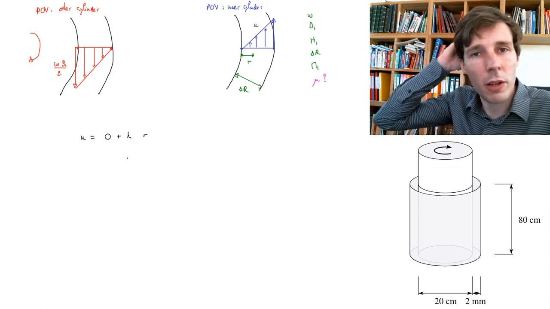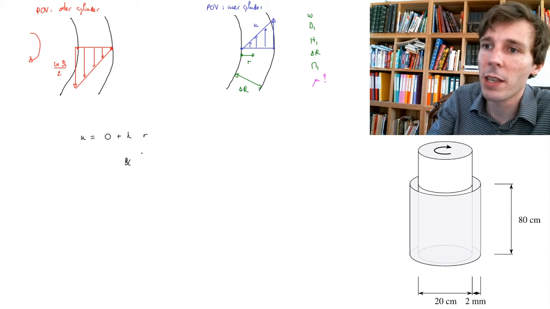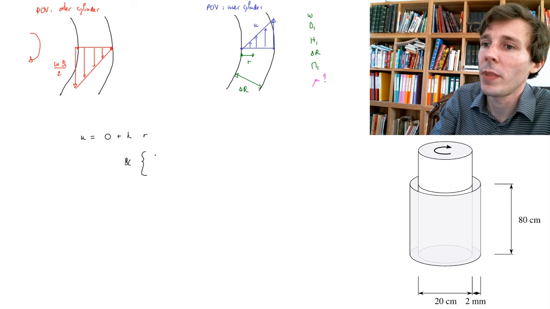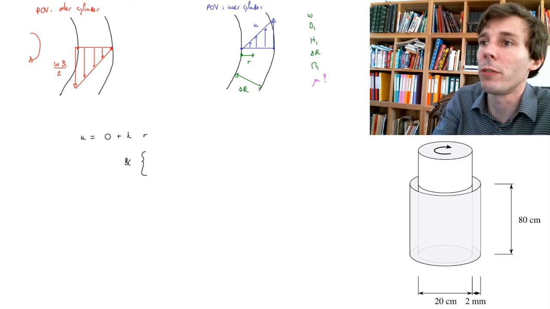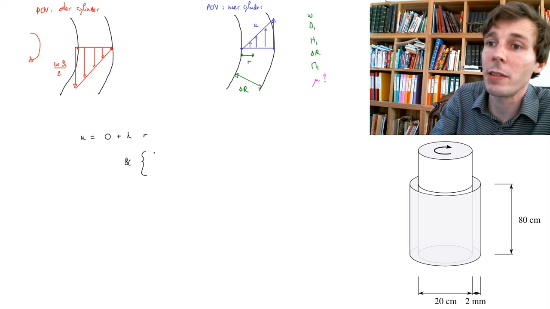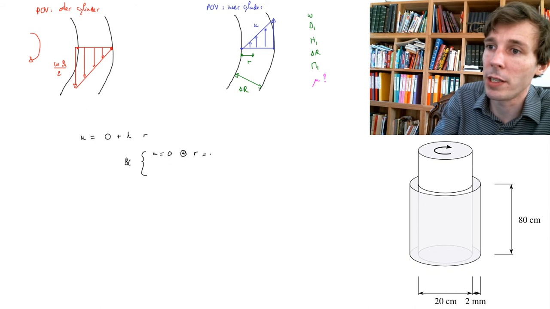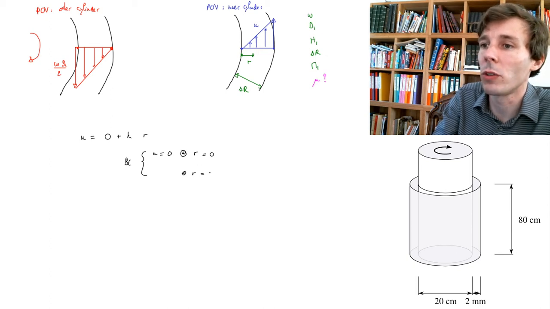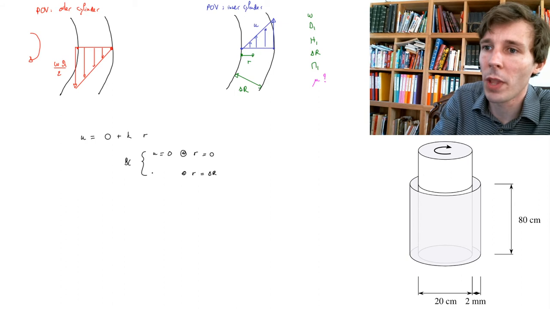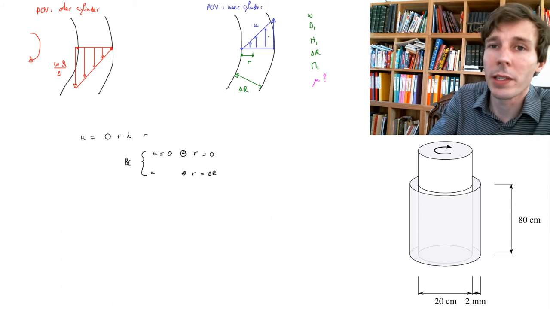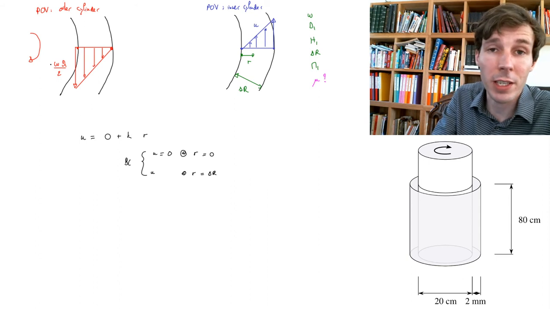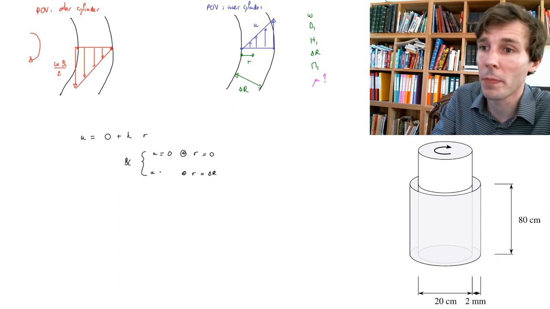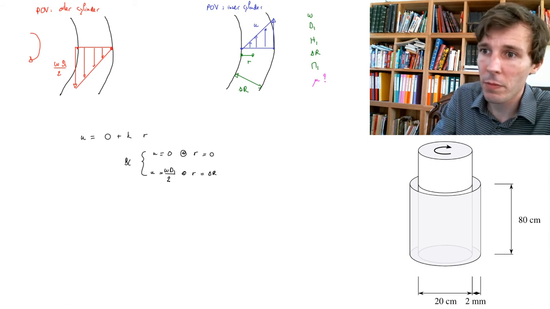Now, at 2 points, I know the velocity. My boundary conditions in this case are that at r equal to zero, so when I'm on this skin here, my velocity is zero. U is equal to zero at r is equal to zero. And the second boundary condition is known when I'm at r equal to capital delta r, like this. When I'm at this point here, I'm in the outer cylinder. What is the velocity u? Well, this velocity here is nothing but the velocity of the inner wall that we saw from the point of view of the outer cylinder. And this velocity here is omega d divided by 2, so omega r. So this is omega d1 divided by 2.